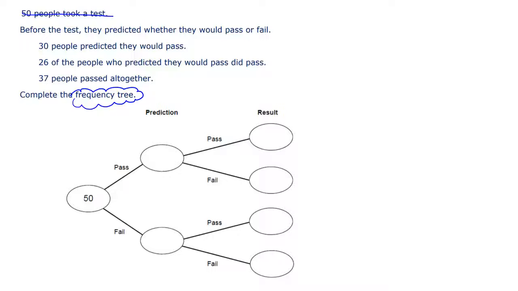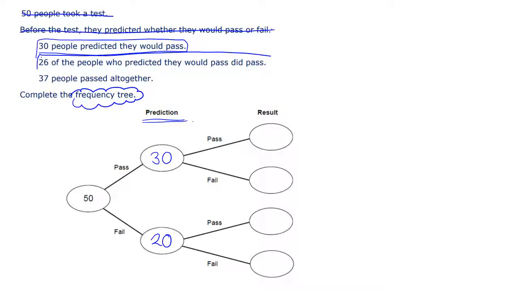Before the test they predicted whether they would pass or whether they'd fail, and we've got 30 of them that were predicted to pass. So we're going to look at this column here that says prediction, and 30 of them are predicted to pass. Now before I do anything else, I'm just going to work out that that means 20 of them are predicted to fail.